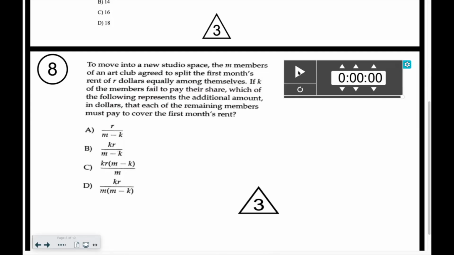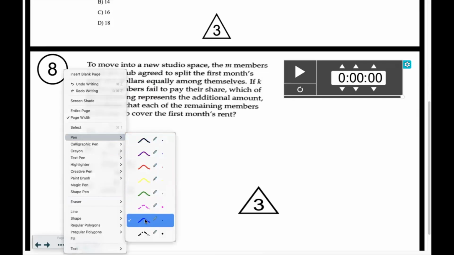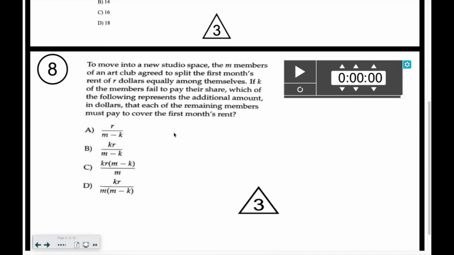This one is pretty challenging because of just all of the variables. So one way that I like to attack these is to just choose my own values. So I have M, R, and K. It doesn't really matter that it represents the problem. Like it doesn't have to be an actual rent. I don't really care about that. I'm just going to pick some numbers that are pretty easy to work with.